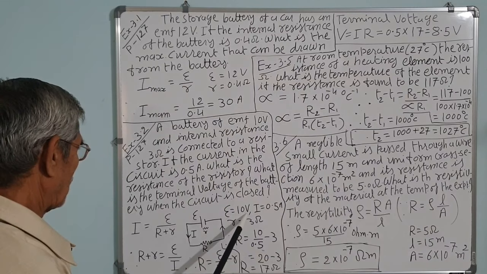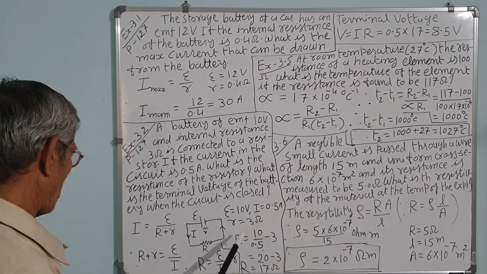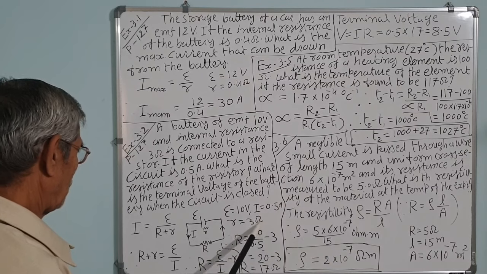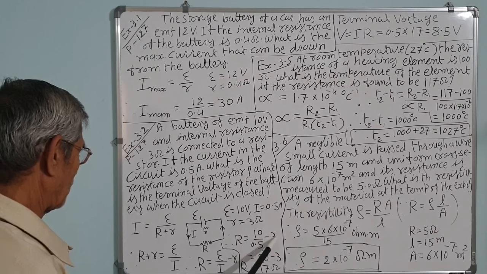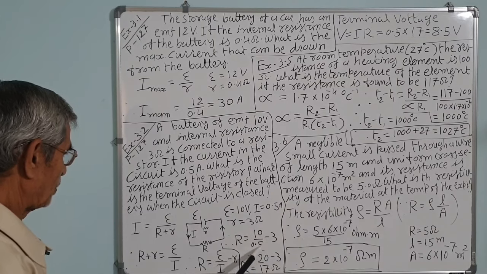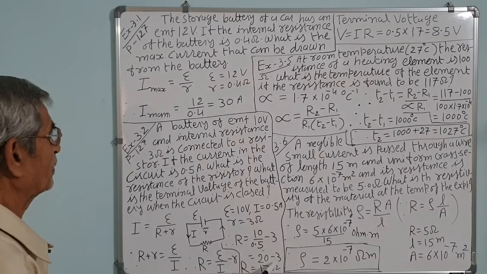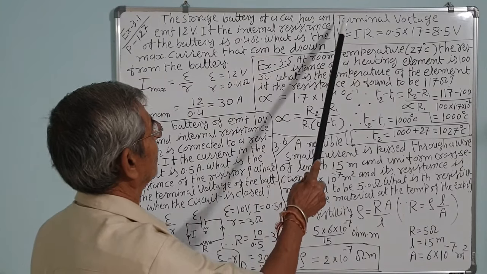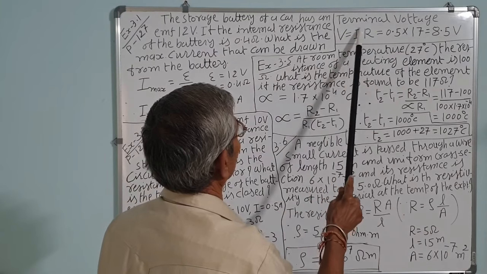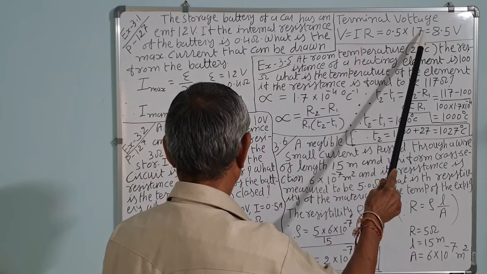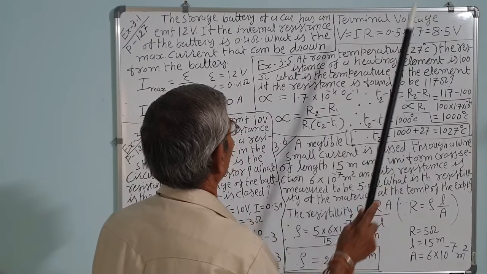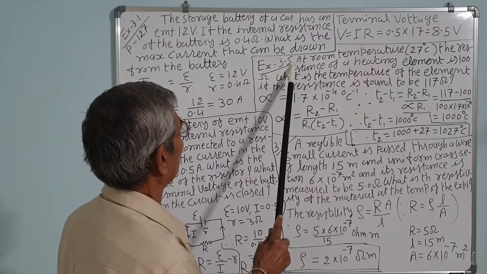Now, E is equal to 10 volt, current I is equal to 0.5 and small r is equal to 3 ohms. Introduce the value. So, R is equal to 10 upon 0.5 minus 3, that is equal to 20 minus 3, which is 17 ohm. Terminal voltage V is equal to current into resistance, that is 0.5 into 17, that is equal to 8.5 volt.